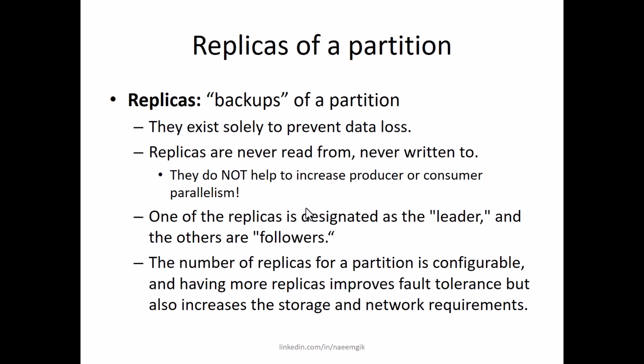There is another concept of replicas. The basic intent of a replica is a backup, to prevent your data loss. In Kafka, one replica is designated as the leader and the others are followers. This is the whole responsibility of ZooKeeper. ZooKeeper is responsible for electing a leader inside a partition.